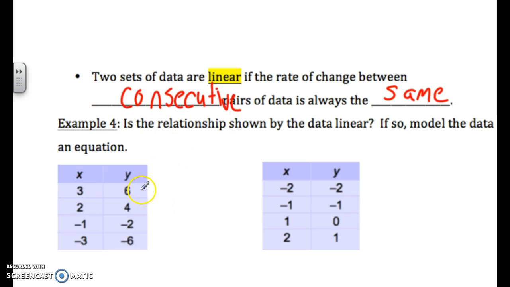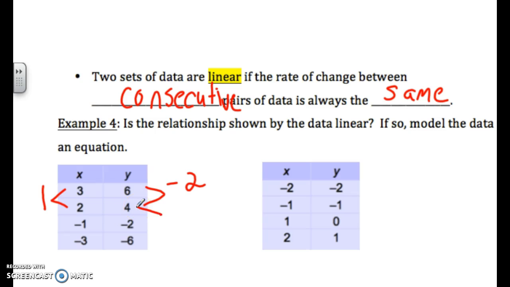Okay, so let's check. We're going to find out if these two tables model a linear equation. Well, let's go. This difference is down 2. So y goes down 2 while x goes up by 1. So negative 2 over 1 would be that rate of change.